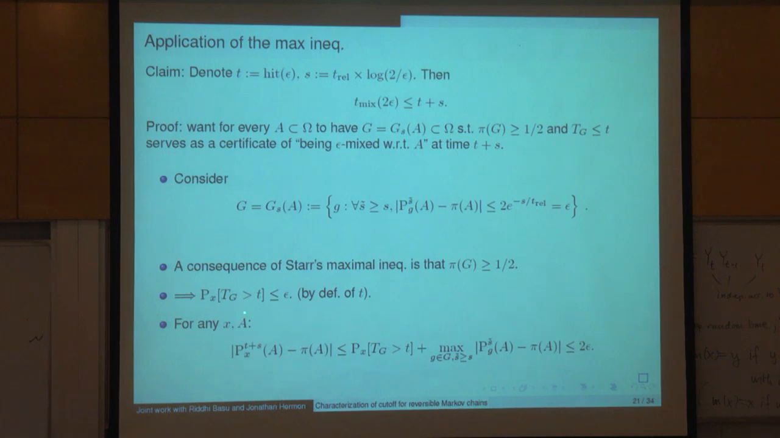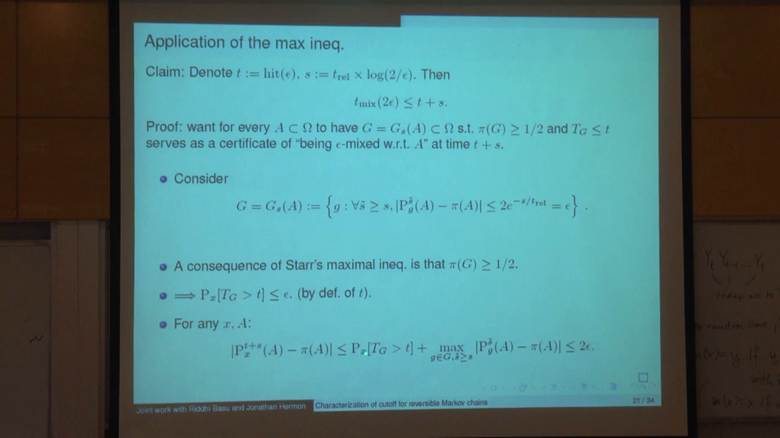Finally, for any starting point x and any set A, I want to check the distance in total variation. So I want to check the probability of being in A at time t plus s, and compare that to pi of A. I separated this difference into two pieces. One piece comes from the event that T_G was bigger than t. This probability is going to be less than epsilon, by the definition of hit epsilon, since G is a big set.